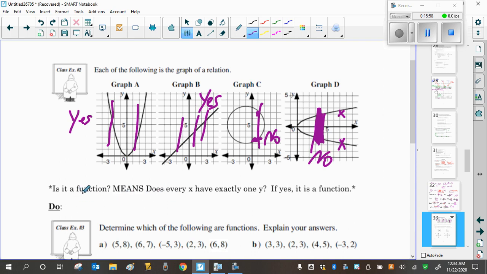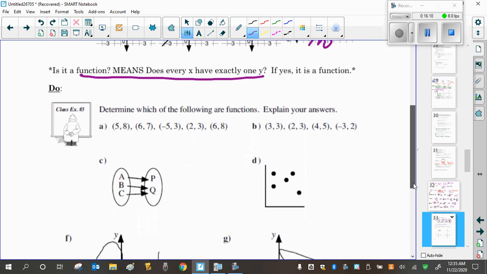And look at the definition of function, which is very important. Does every x have exactly one y? How do you do the ordered pairs? Well, first of all, I think they should be together, except for the vertical line tests, I'll let you guys do that once. Give you a bit of time.